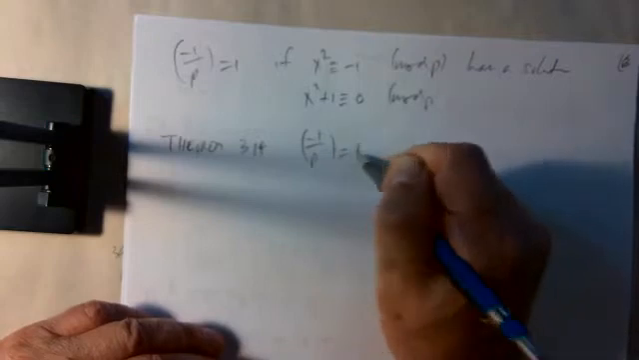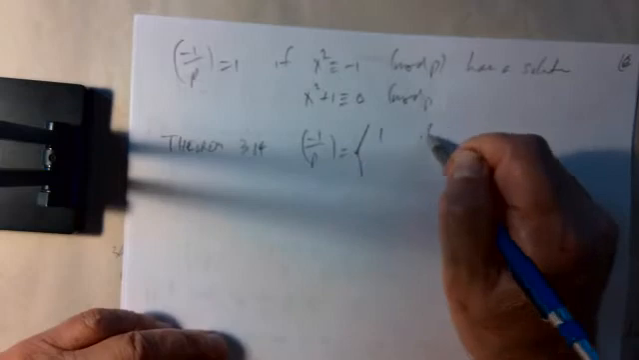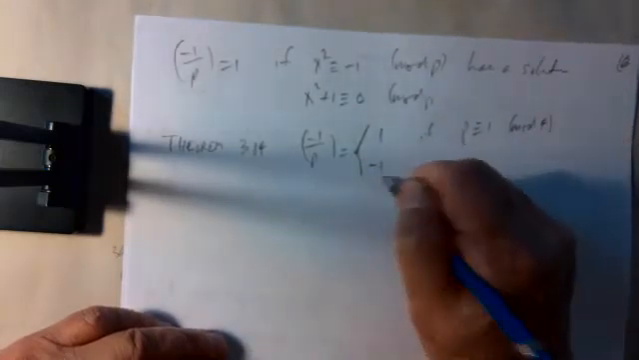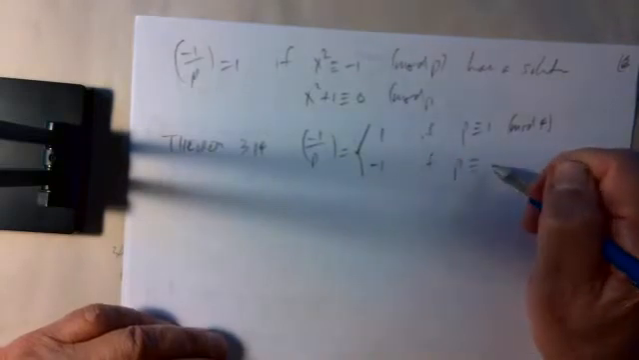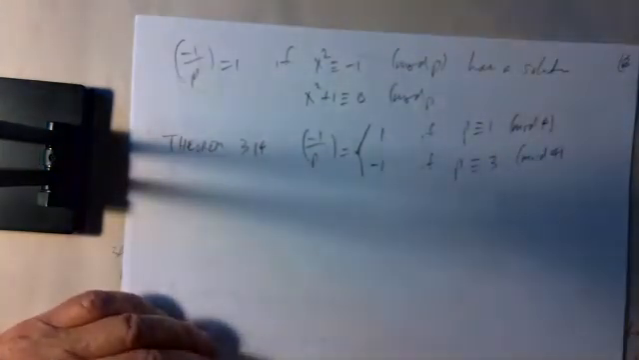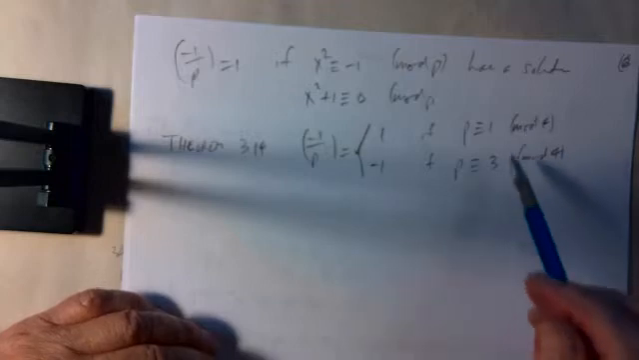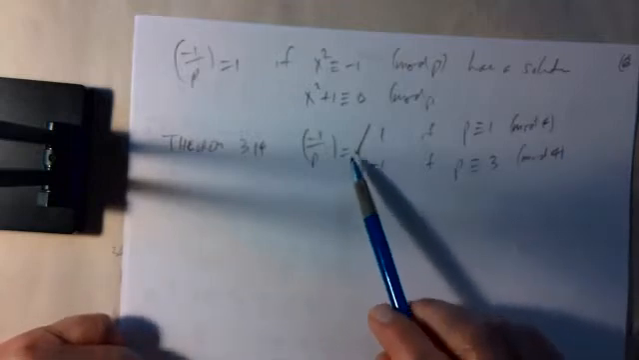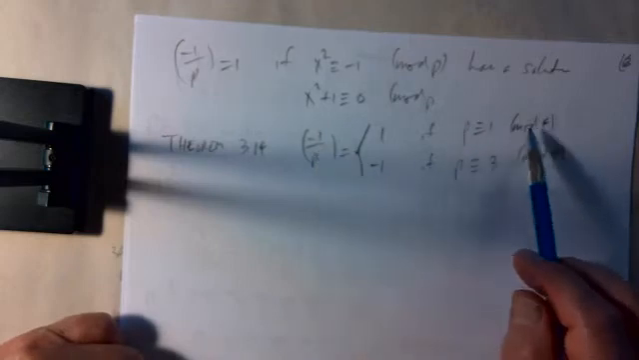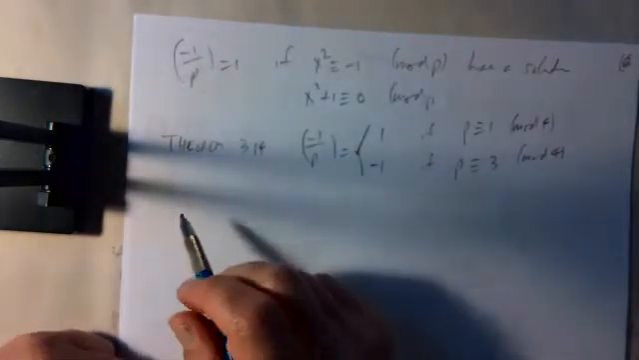Minus 1 over p is 1 if p is congruent to 1 mod 4, and minus 1 if p is congruent to 3 mod 4. Right? You take an odd prime and you divide it by 4, the remainder is either 1 or 3. Minus 1 has a square root mod p if p is 1 mod 4, and it doesn't have a square root if p is 3 mod 4.